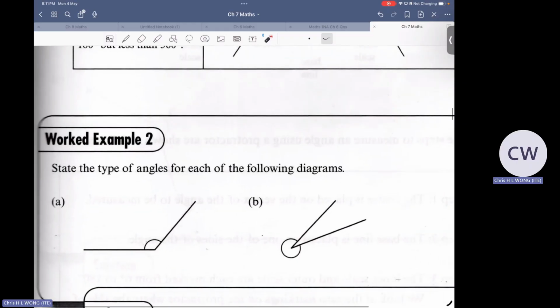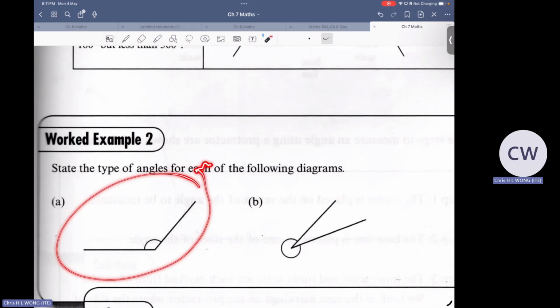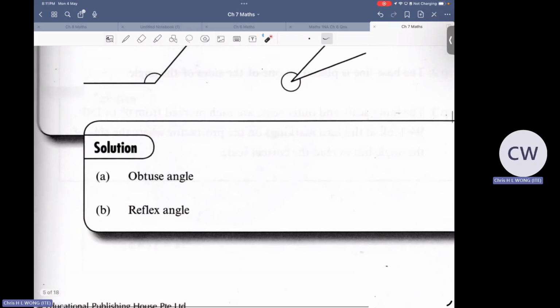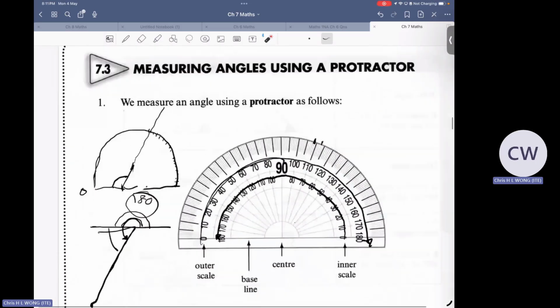Okay, just a short one. What is this? Acute, obtuse? Very good. Just want to test you. I say obtuse. I say acute. Obtuse. Then you're waiting for me to say something else. Reflex, because it's more than 180, right? Yes, reflex. Okay. The answer is here.